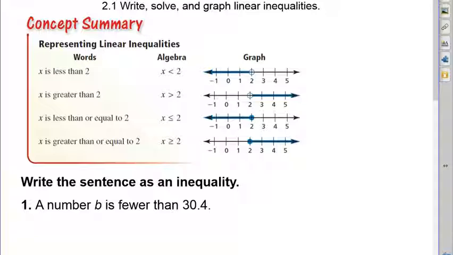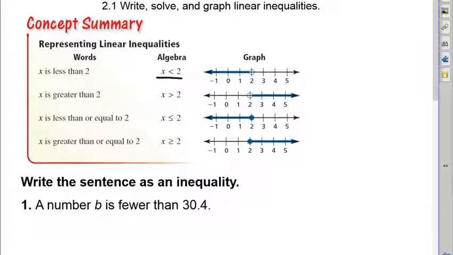If we look at the words x is less than 2, it goes with the symbol x < 2. We still read it the same way. But graphically, we're going to shade on a number line all of the numbers that are less than 2. Now 2 does not count as being less than 2. So notice the dot at 2 is hollow, and then we shade all of the numbers to the left that are less than 2.